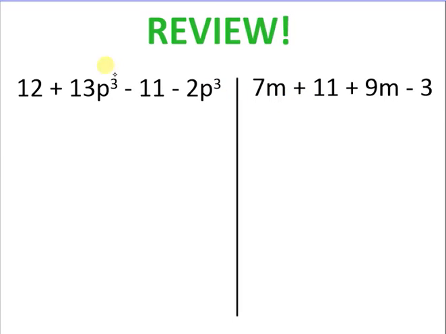Alright, so we're going to first highlight our like terms. So here we have a 12 with no variable, and here I have a negative 11 with no variable. So you want to make sure you take the sign in front of it. Here I have a plus 13p to the third, and here I have a minus 2p to the third. And now I'm going to go ahead and combine my like terms. So I have a 12 minus 11. 12 minus 11 is 1.